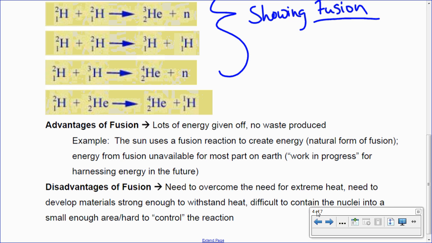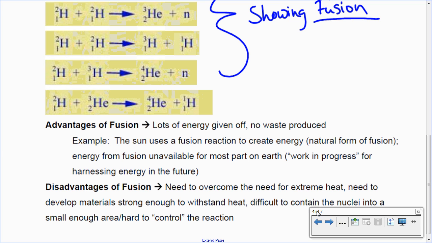Now, fusion has some advantages. Lots of energy is given off, and there's not really any radioactive waste produced. The sun uses a fusion reaction to create energy. So that's great. Disadvantages, however: we need to overcome the need for extreme heat, develop materials strong enough to withstand that heat, and it's difficult to contain the nuclei in a small enough area to control the reaction. So we want to control a fusion reaction. We just don't have the materials science on our planet to actually do it.